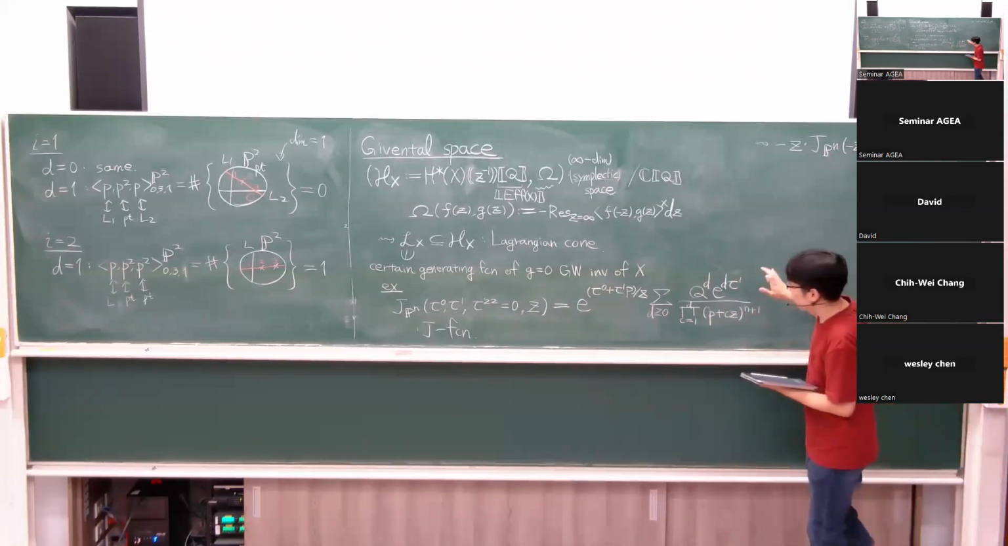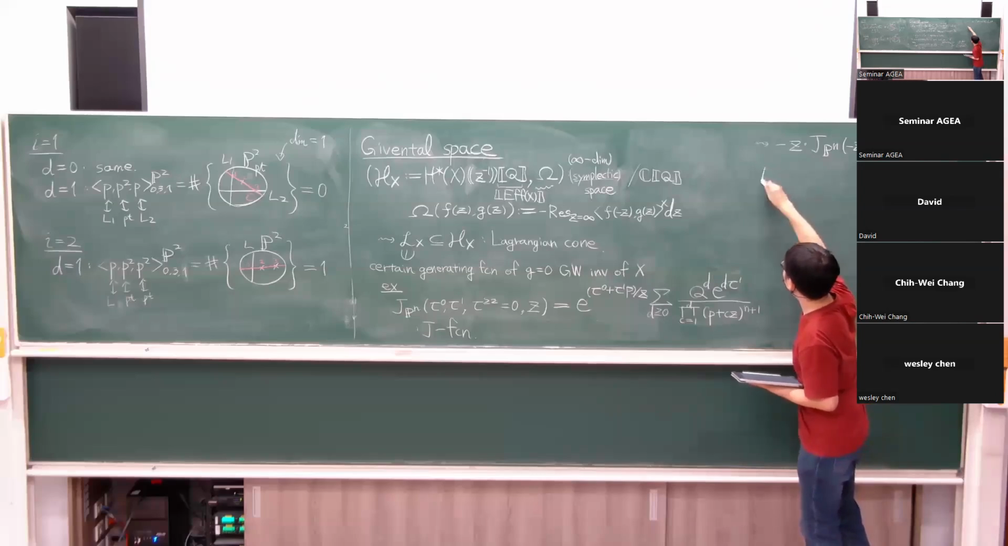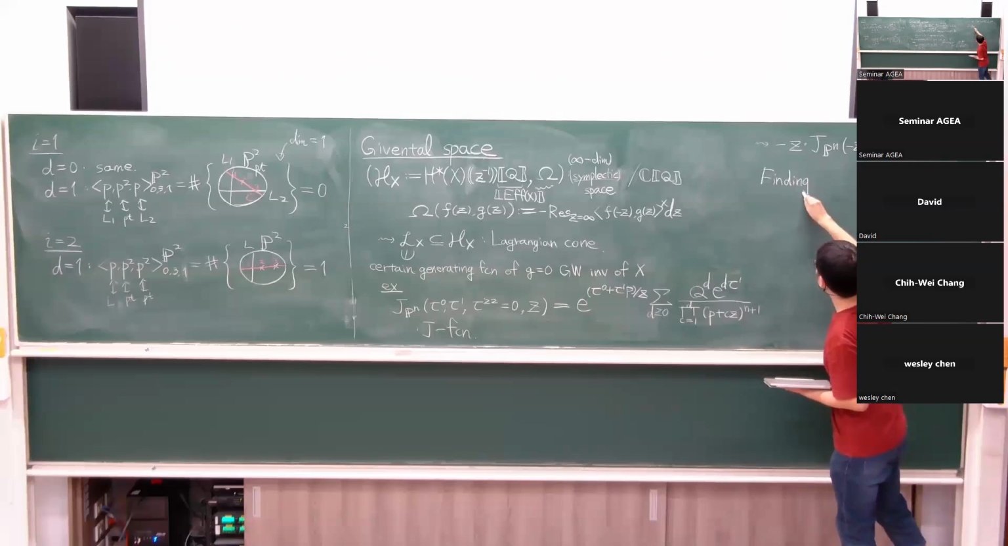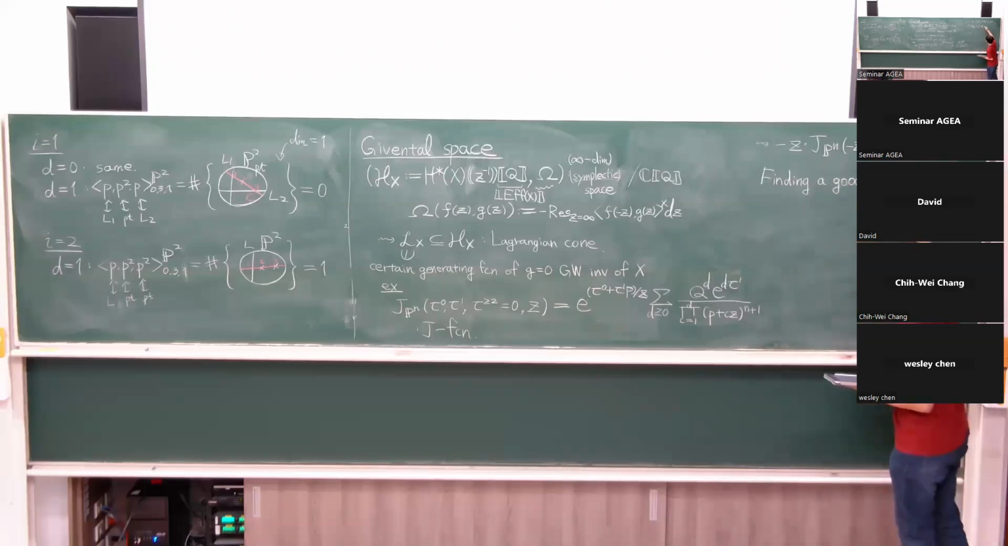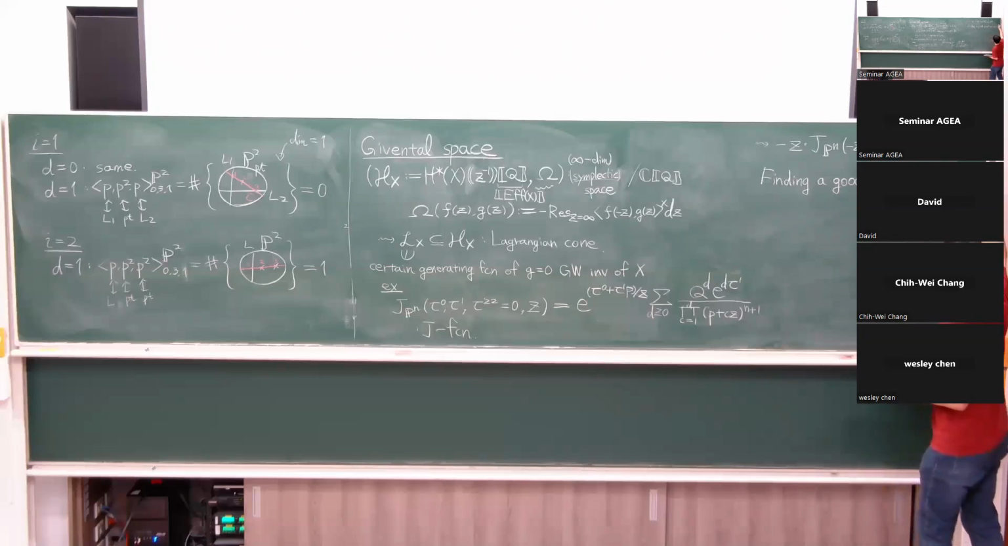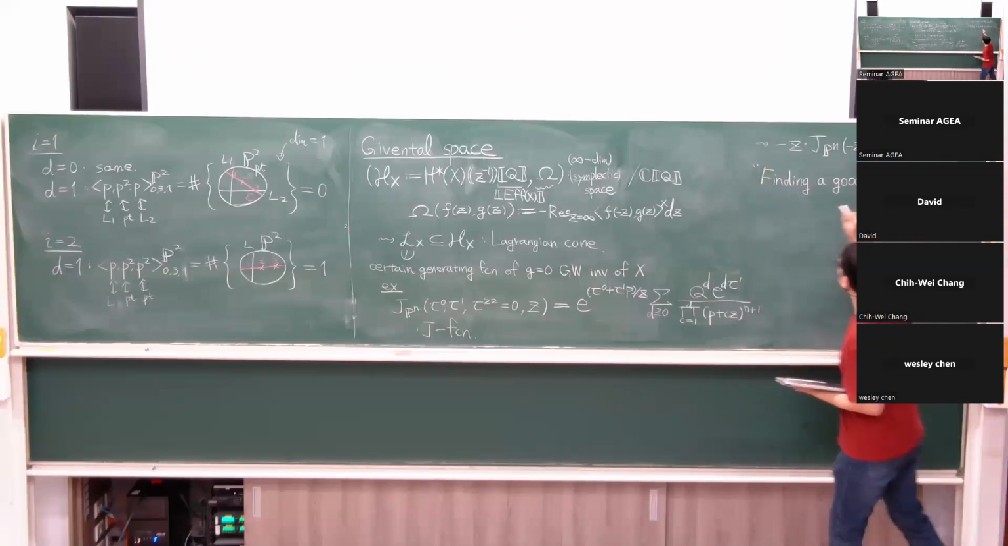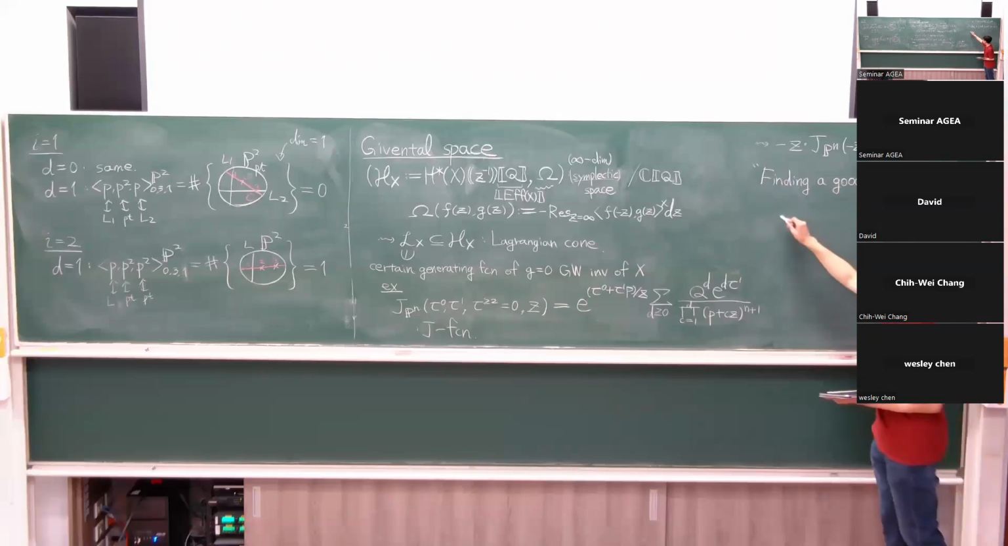Actually, by finding a good point on the Lagrangian cone, we can compute quantum cohomology.